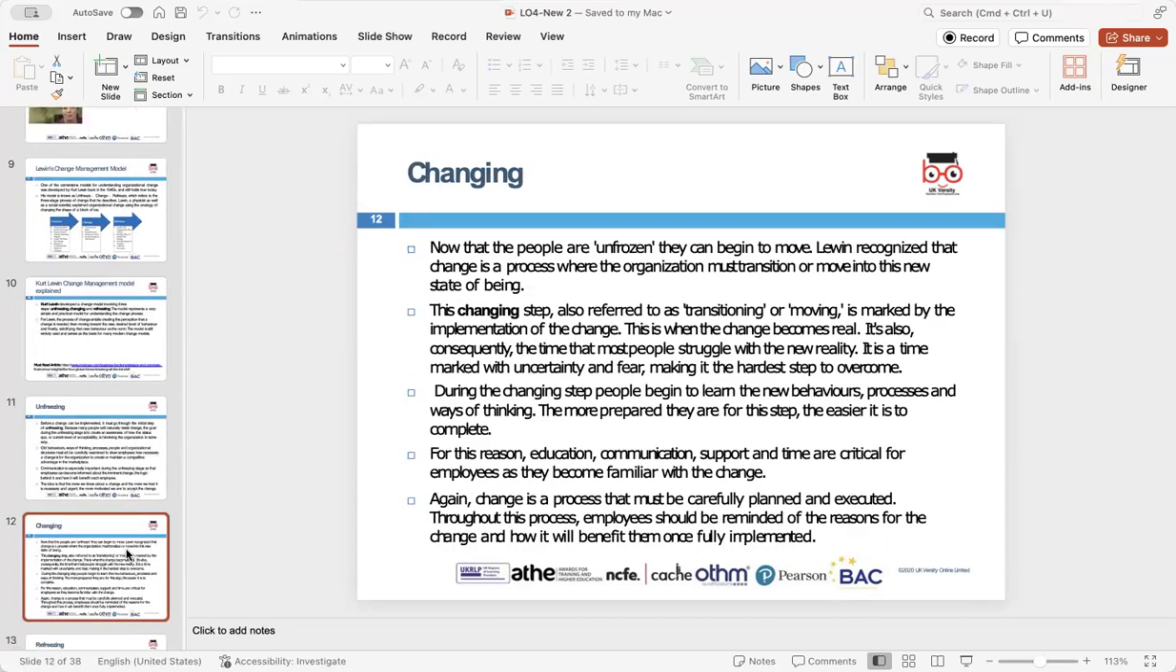Changing step. Once the unfreezing stage is completed, the organization can begin the actual process of change. Lewin referred to this step as the moving or transitioning stage. In this phase, the organization implements the changes that have been planned. It is here that the change becomes real and individuals must adapt to new ways of working.